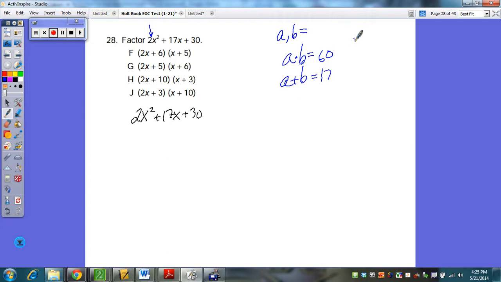So my multiples of 60: 1 and 60, 2 and 30, 3 and 20, 4 and 15, 5 and 12, 6 and 10. Well, immediately I can see now that if I add 5 and 12 together, I get 17. So I'm going to split this. I have 5x plus 12x. We'll bring these down.